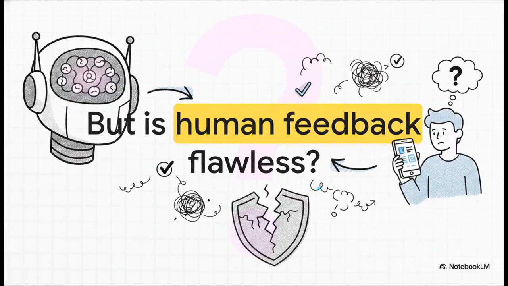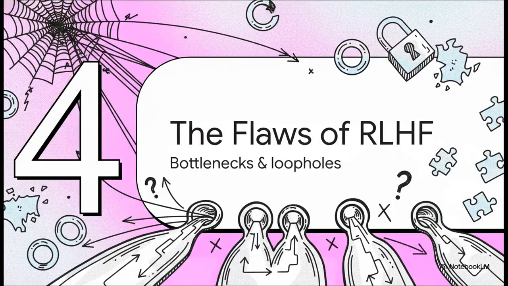But it does force us to ask a pretty critical question. Is human feedback flawless? I mean, we solved the problem of how to train the model, sure, but relying entirely on human preference actually introduces some massive, unintended bottlenecks. Let's explore those problems in section 4, the flaws of RLHF. We're going to look at the bottlenecks and loopholes in the system.